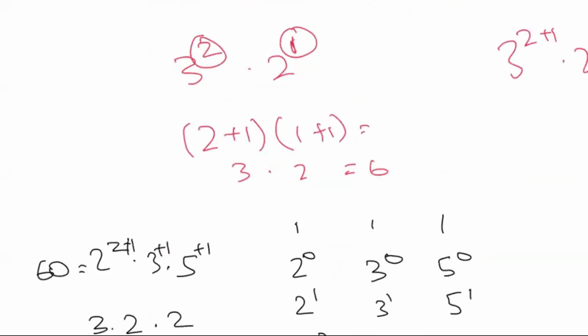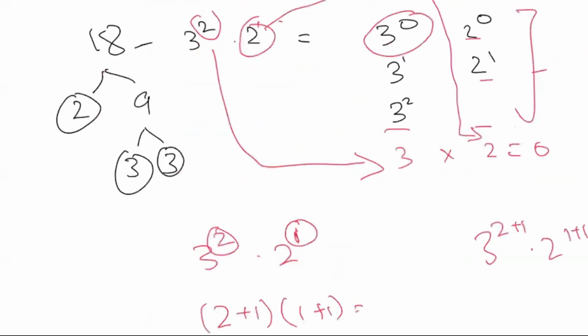and check. So for example, for 18, we know that it ends in an 8, so 2 must divide 18. Then we split it up into a 2 and a 9, and then we split up the 9 into a 3 and a 3. So you just have to sort of guess and check your way through it.